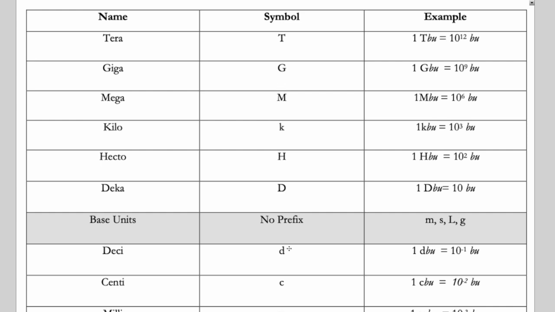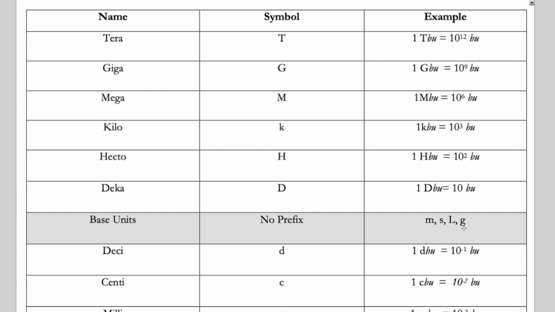These list all of the prefixes. So before I talk about what a prefix is, I'm going to really quickly talk about what a base unit is. A base unit is those everyday units that we use to measure different values. If I'm talking about measuring length, my base unit would be meters. If I'm talking about measuring time, it would be seconds. If I'm talking about measuring volume, my base unit would be liters. And if I'm talking about measuring mass, my base unit would be grams.